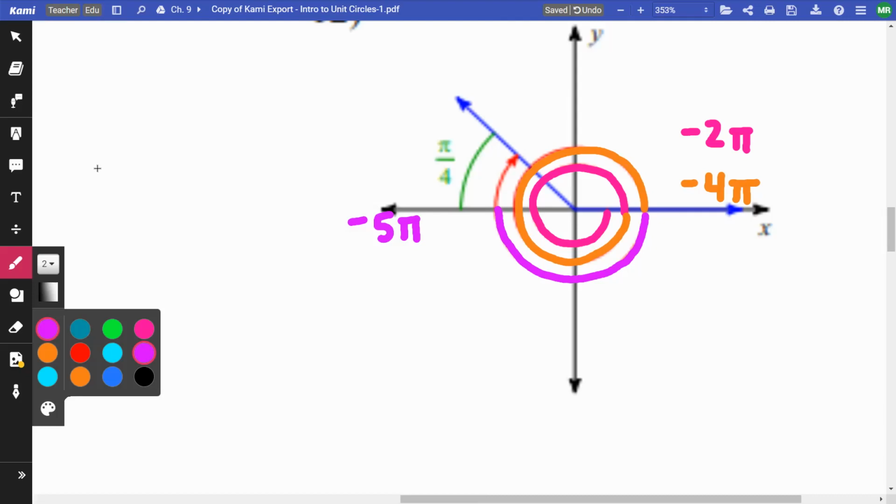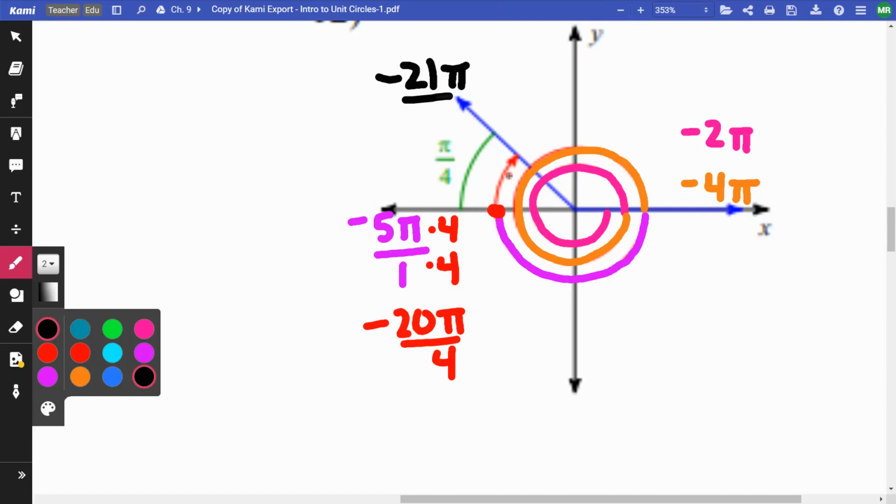Okay. So again, this would be pi, 2 pi, 3 pi, 4 pi, 5 pi, and then I'm going beyond it. Now, if I'm thinking about negative 5 pi, it's really going to be, in terms of fourths, I could multiply the top and bottom by 4 to make it into fourths. And so I'm really at a negative 20 pi fourths, which is really what I ended at right here. And then I'm going to go an extra pi fourth. So that means I'm going to be at a negative 21 pi fourths.